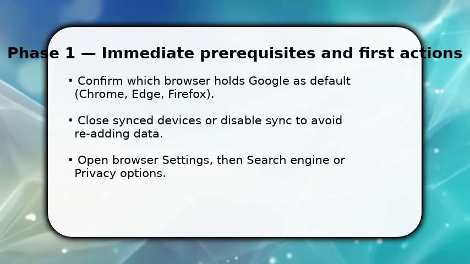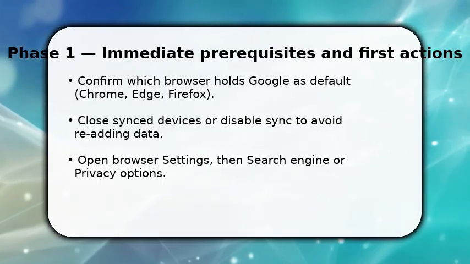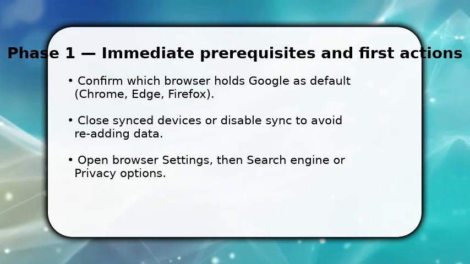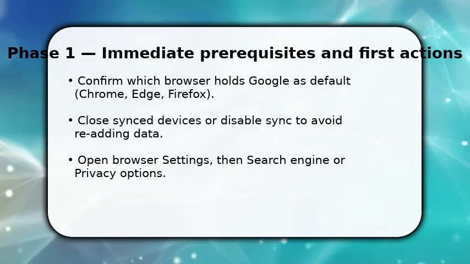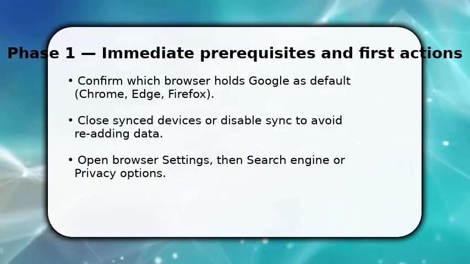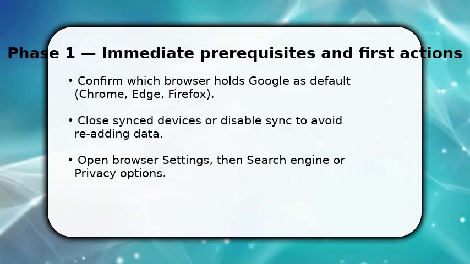You start by checking where Google lives on your laptop: Chrome, Edge, or Firefox. Once you know the browser, make sure sync is off so changes don't reappear on other devices. Now open the browser settings, then go to the search engine or privacy area. This is where search defaults and stored search entries are kept.